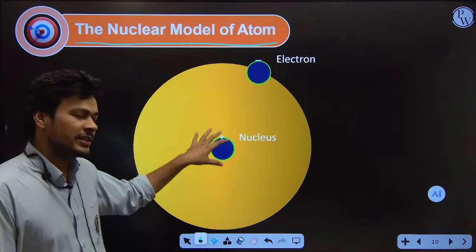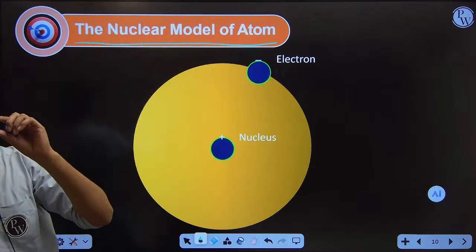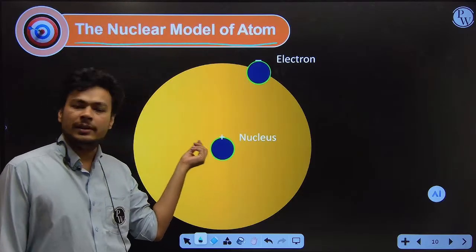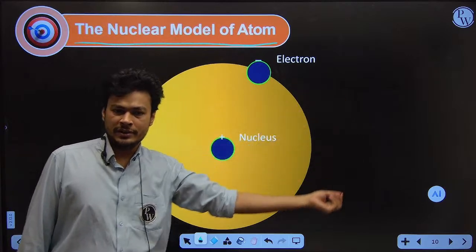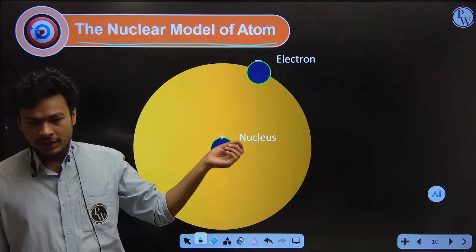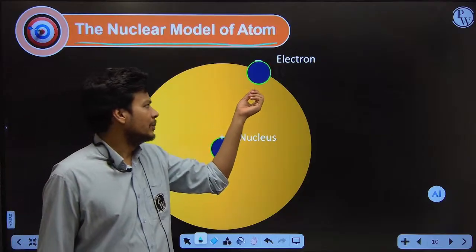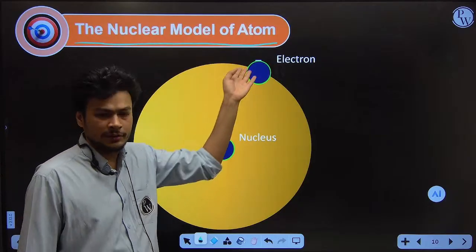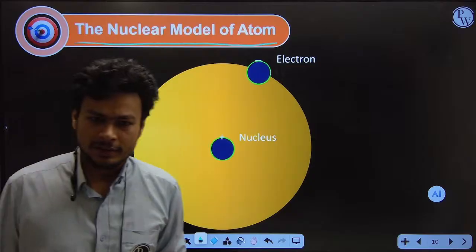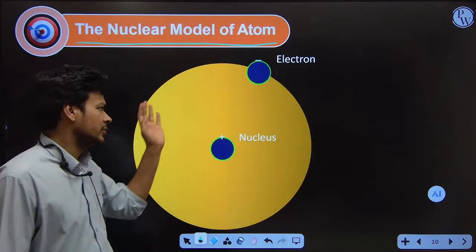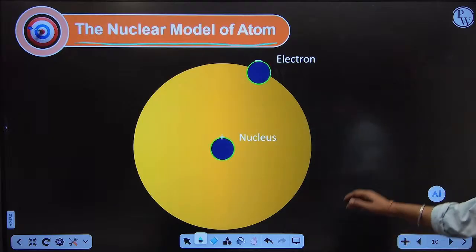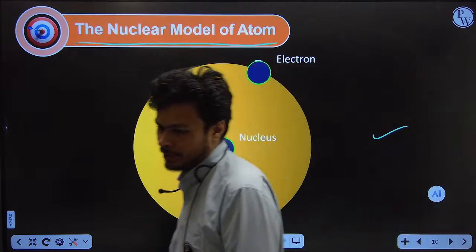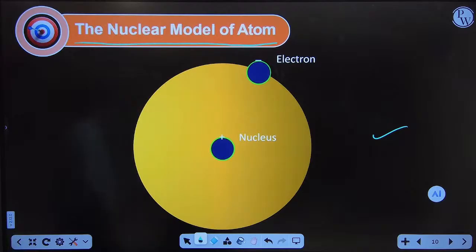So you have a positive body of small size and heavy mass at the center, and there are electrons around it. There are two balancing forces: one is centrifugal force, and the other is electrostatic force balancing it, and the electron rotates around the nucleus. So this is the nuclear model of atom, also known as the Rutherford model of atom. Clear?